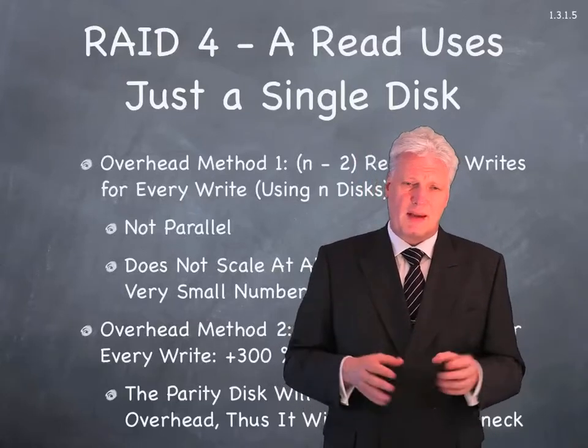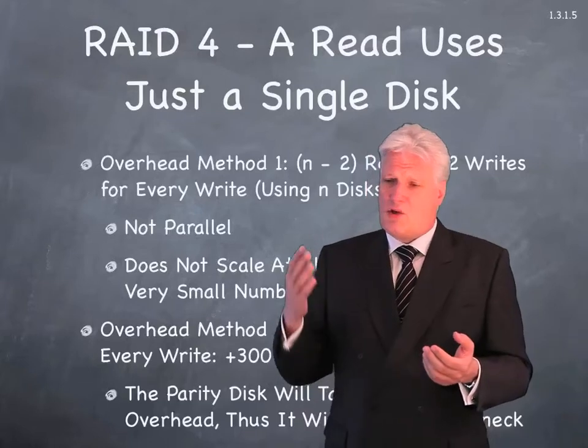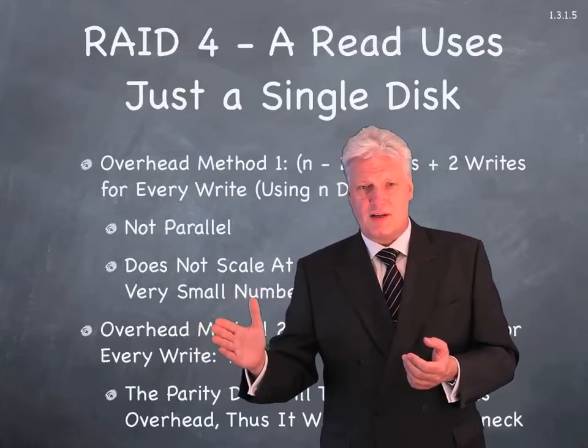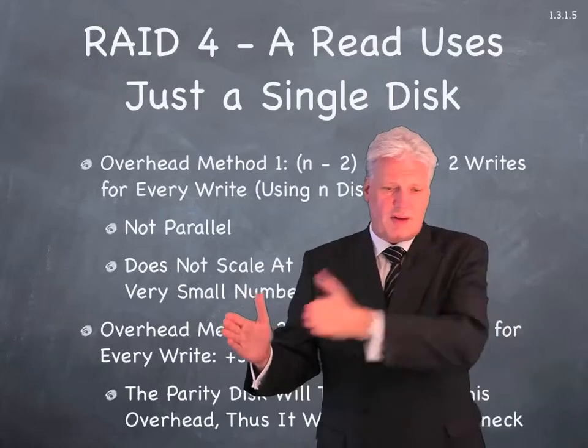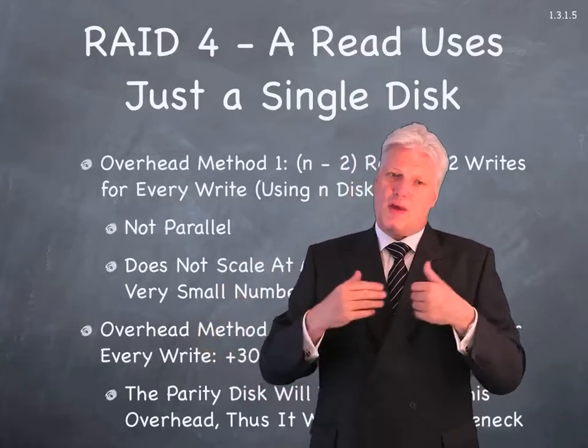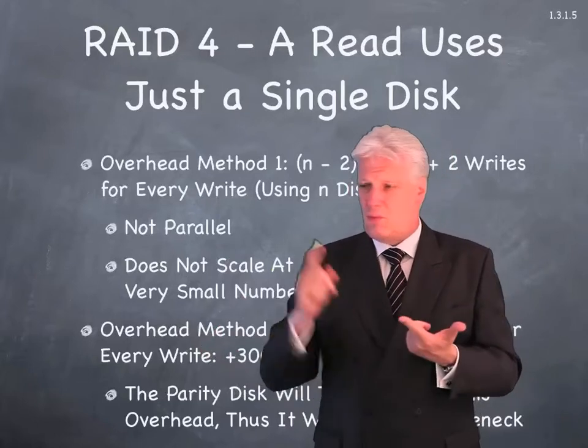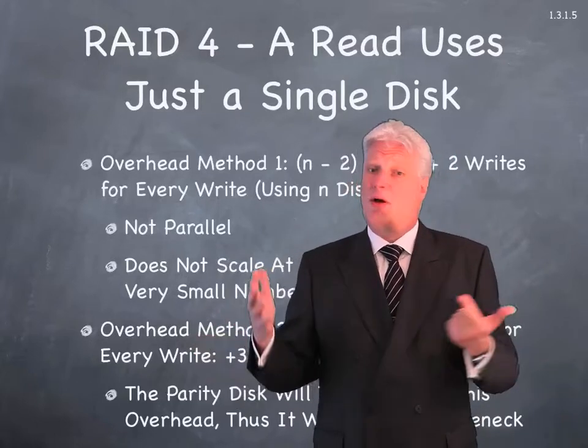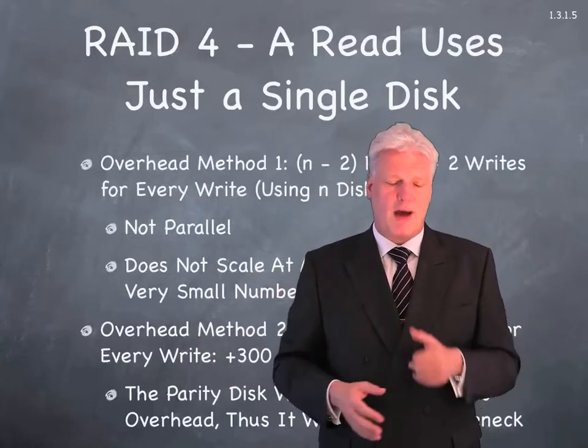What's worse is that in this whole scenario, you are always going to hit the parity disk. So whatever other disk you're going to write to, it'll cost 2 IOs on the parity disk. So we have 300% overhead, plus we have the potential of the parity disk to become a bottleneck for all of the other disks when we start writing.